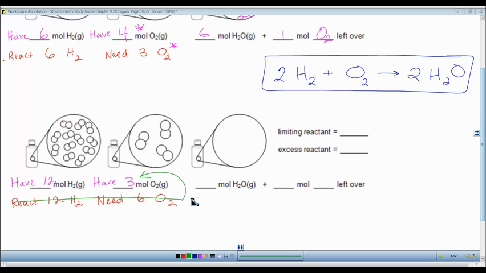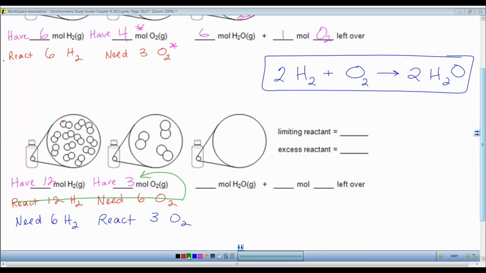So let's try it reverse. What if I want to react the 3 oxygen that I have? What if I want to use up all those oxygen? I know I can't react all the hydrogen. So I look at the balanced equation. I need twice as much hydrogen as oxygen. So I would need 6.